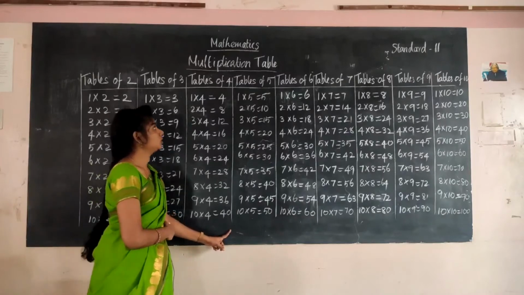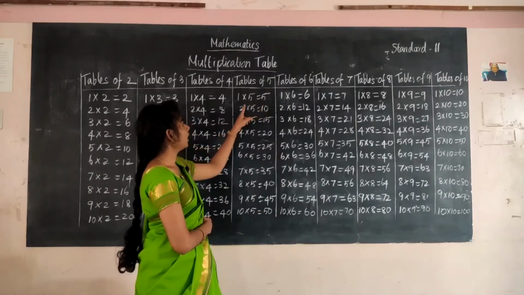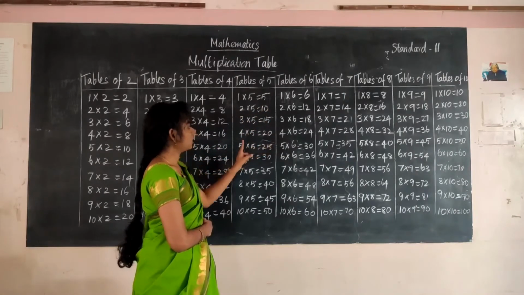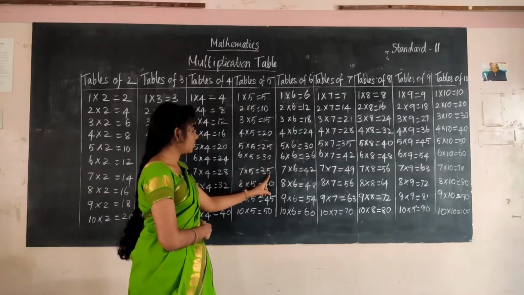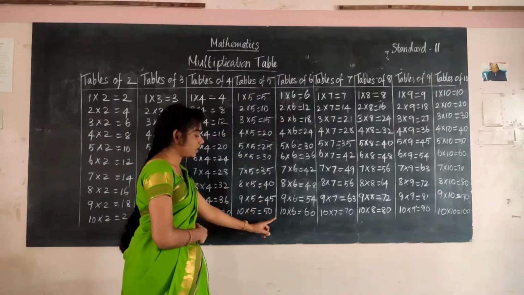This is for the fourth table. And the fifth table will be easy for you. 1 5 is 5, 2 5s are 10, 3 5s are 15, 4 5s are 20, 5 5s are 25, 6 5s are 30, 7 5s are 35, 8 5s are 40, 9 5s are 45, 10 5s are 50.